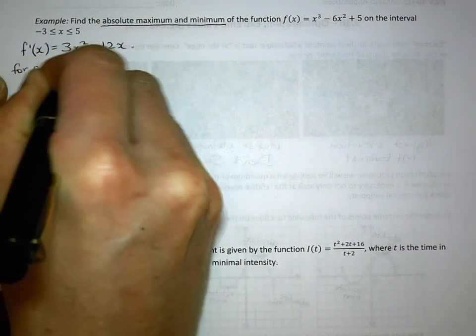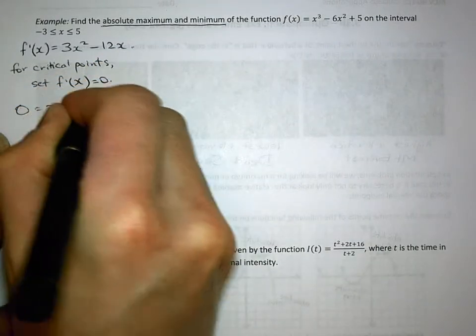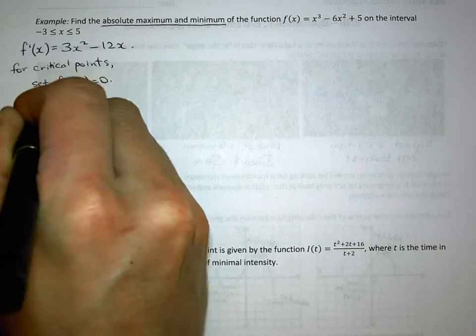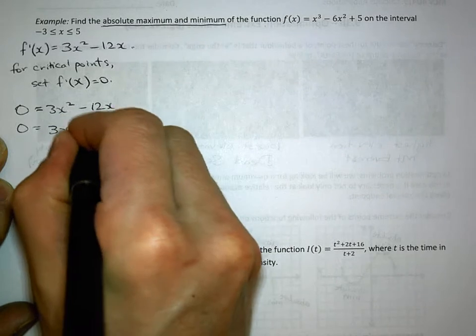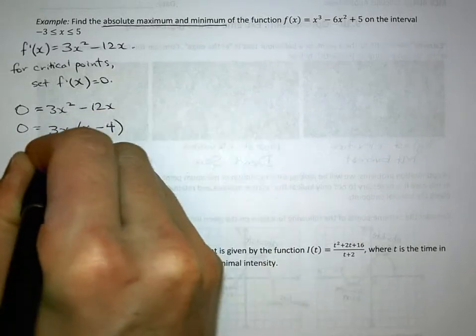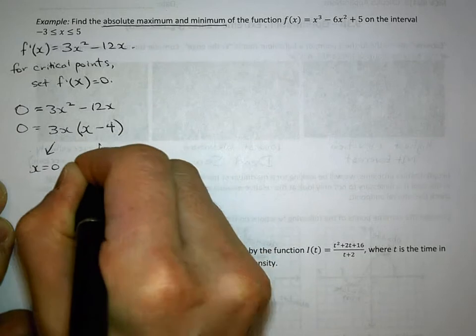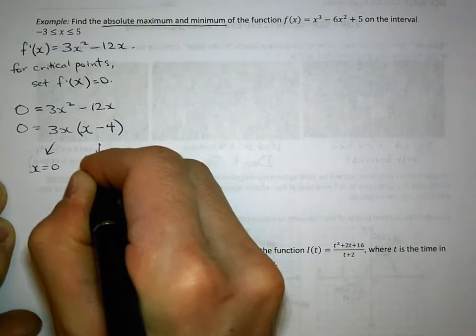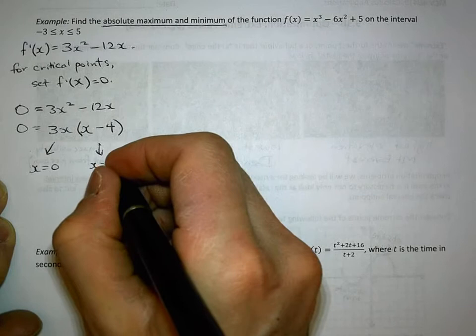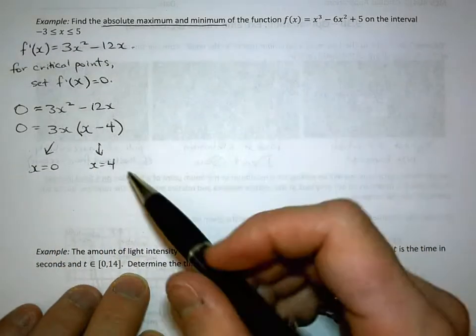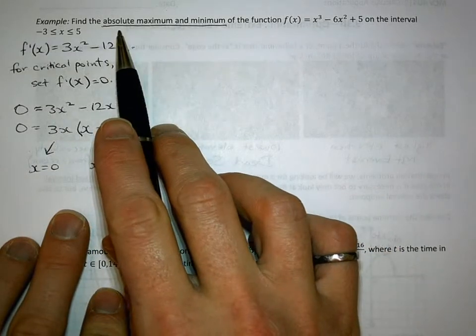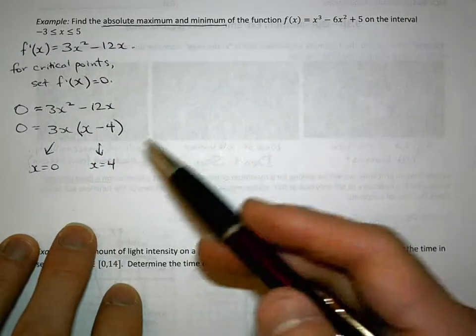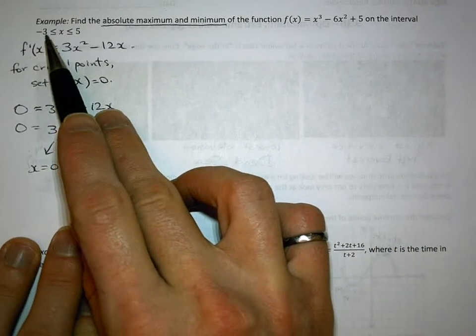Now, for critical points, we set the derivative equal to 0. So I have 0 is equal to 3x squared minus 12x. The easiest way to solve a quadratic is to factor. So I'm going to factor out 3x, and I'm left with x minus 4. So then I have x is equal to 0, and x is equal to 4. Now those are possible max min points, probably relative maxes and mins. But when we're dealing with absolute max min, it's not enough to just look at these 2 points. You also have to look at the endpoints, -3 and 5.